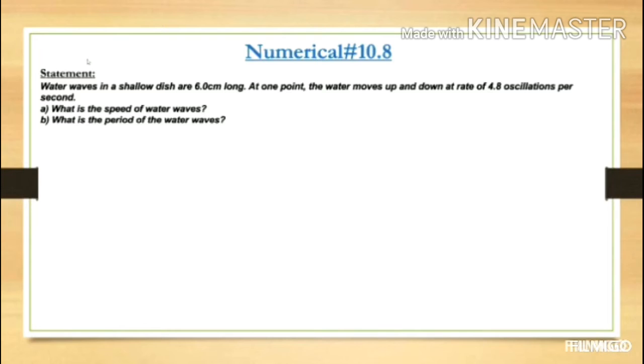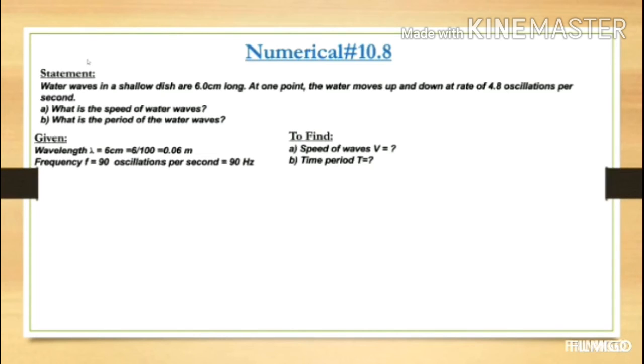4.8 oscillations per second, actually it is frequency of the wave. Here given wavelength 6 centimeter. By converting into meter, we will divide 6 by 100 and we will get 0.06 meter. Whereas frequency is 4.8 oscillations per second or 4.8 hertz. To find is speed of waves and number 2 time period for the wave.